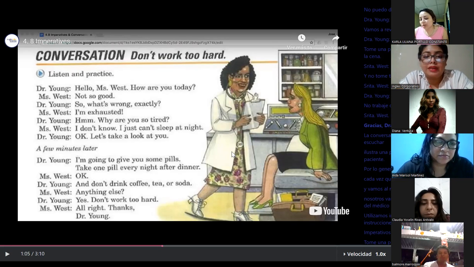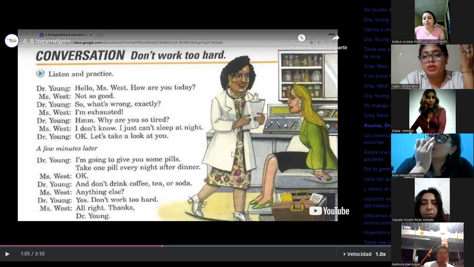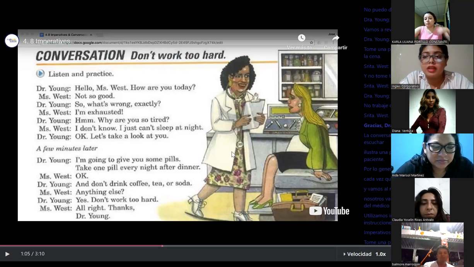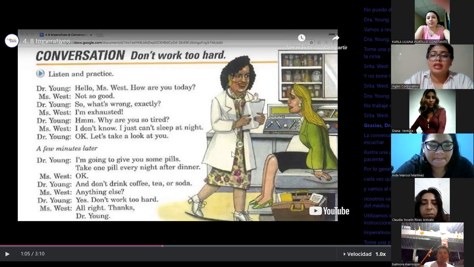Take one pill every night. In that case, we have an order there, because it says, take one pill every night. So it's ordering us to do something. Then we have a negative imperative, don't drink coffee, tea, or soda. And the last one, don't work too hard. So we have three different imperatives there. One is positive and two are negative. You can see that those examples are there.